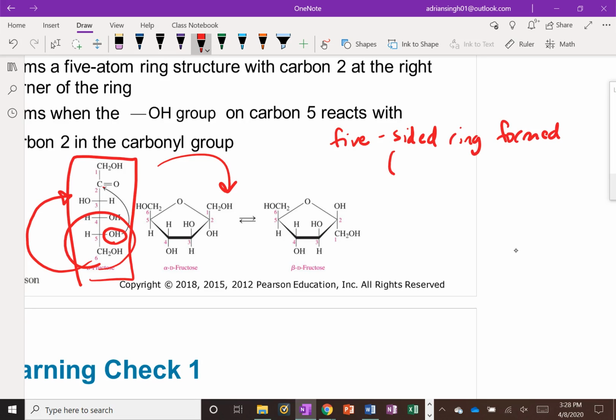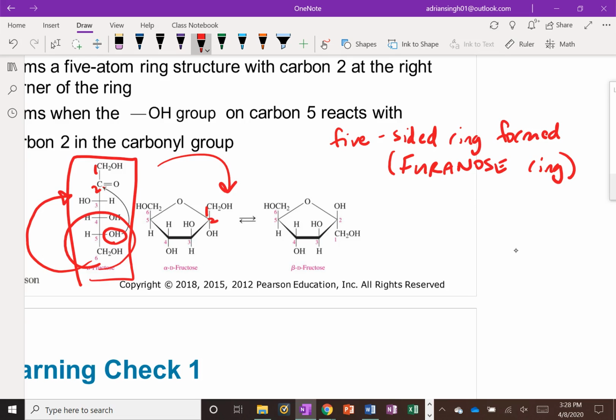And the name that we give to a 5-sided ring is a Furanose ring structure, as opposed to a Pyranose that we saw for a 6-sided ring. All right, so if we look at our carbons again, our carbon number 1 had a CH2OH, there it is. Carbon 2 had that carbonyl on it.